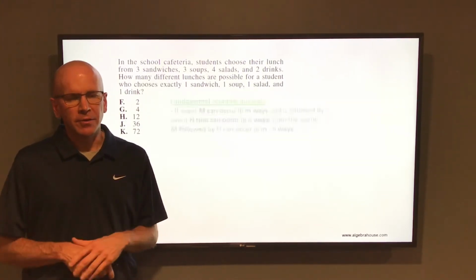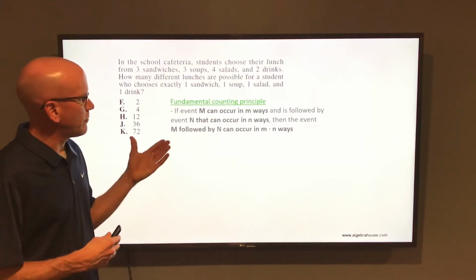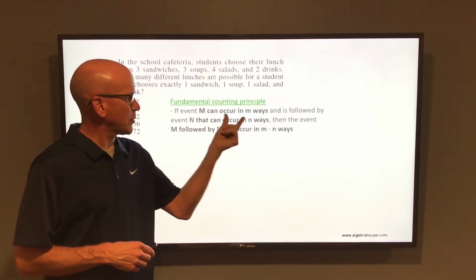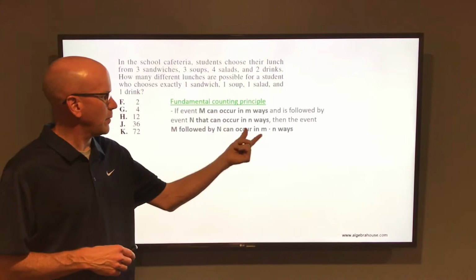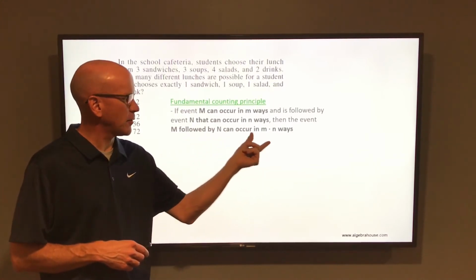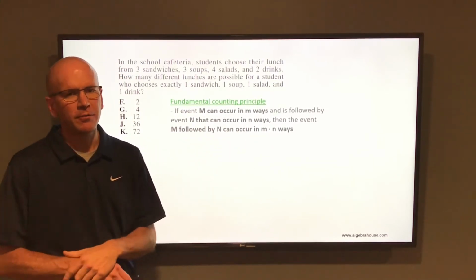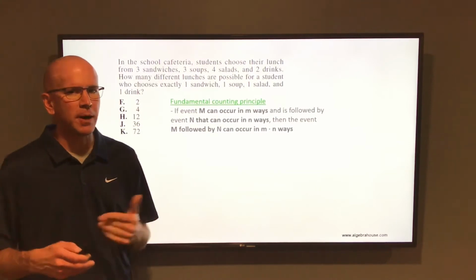You do encounter these in elementary school, and they follow what's called the fundamental counting principle. If event M can occur in M ways, event N can occur in N ways, M followed by N can occur in M times N ways. That is what's called the fundamental counting principle, and that's what this is all about.